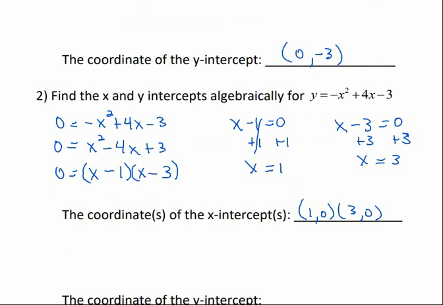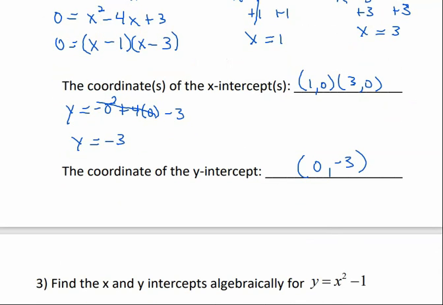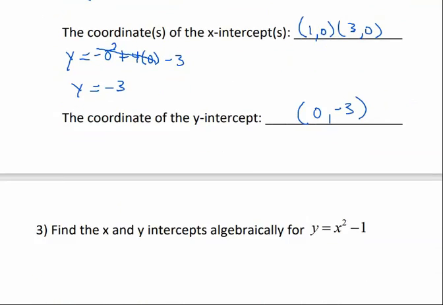Now for the coordinates of the y-intercept, I plug in 0 for my x's. And just like before, this is 0, 0 squared is 0, and 4 times 0 is 0, so all of that turns to a 0, and I get y equals negative 3. So my y-intercept is 0, negative 3. All right, we're going to do one more.